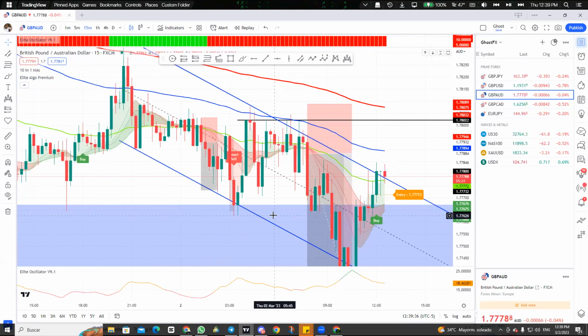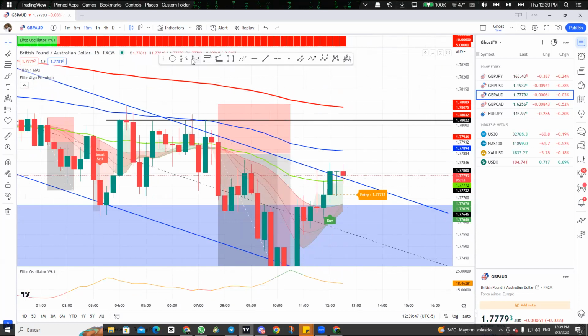It means that it might start going up, but there's no confirmation yet. If this gives me maybe another hammer or the next candle is an engulfing candle, I might enter. Might enter here.